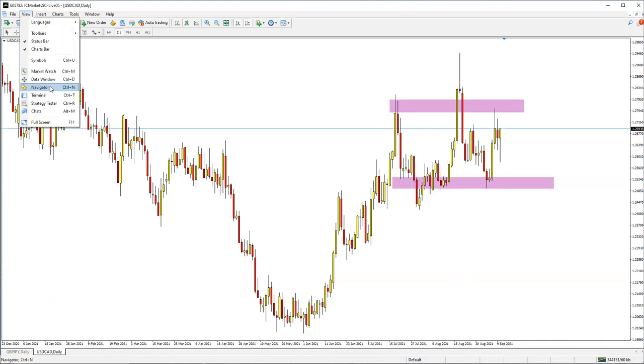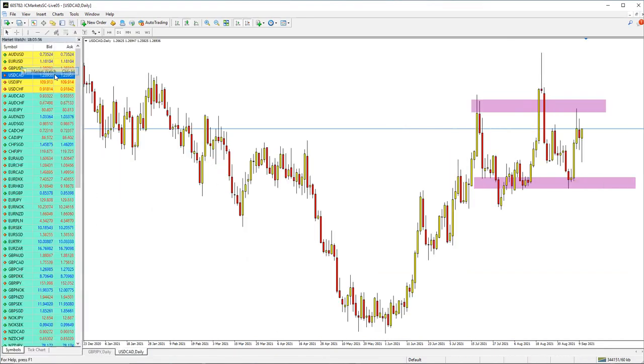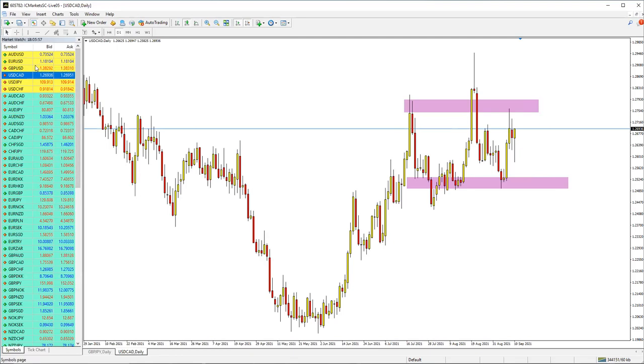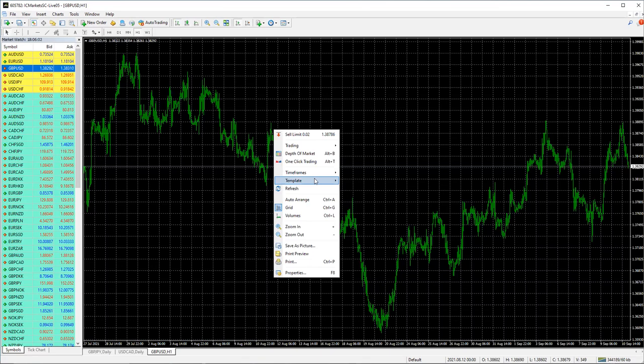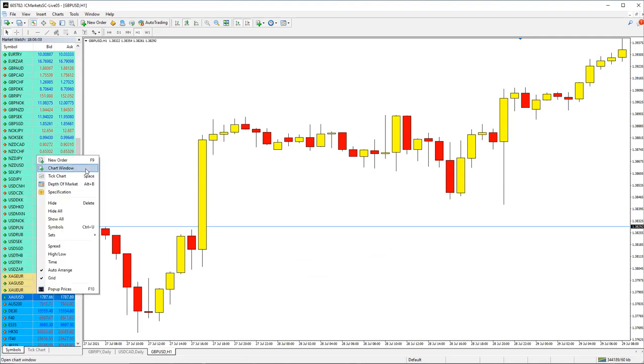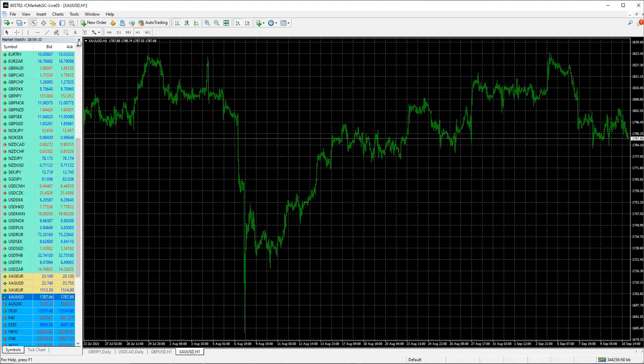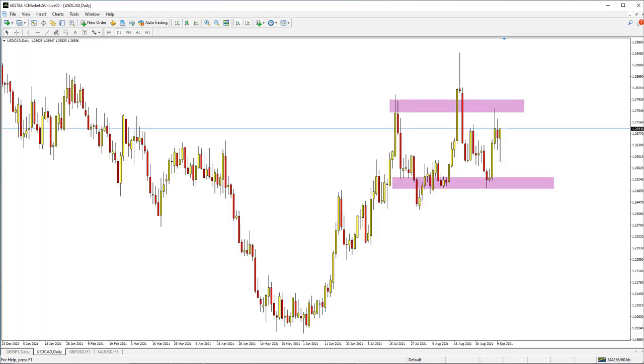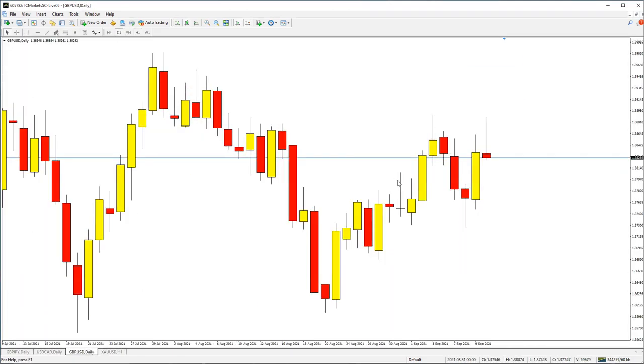This USD CAD. This GBP USD. This is gold.